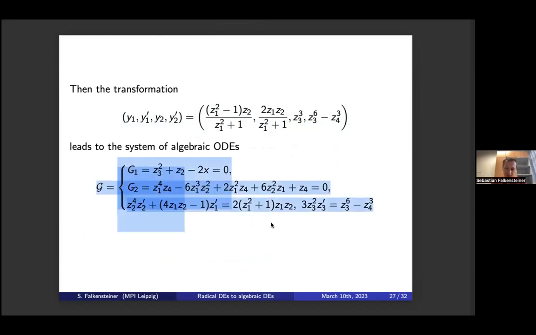So this system here can be written, so here you see the derivatives. It can be written in explicit form in these derivatives, and in this way we can also apply some numerical methods if we want to do so.